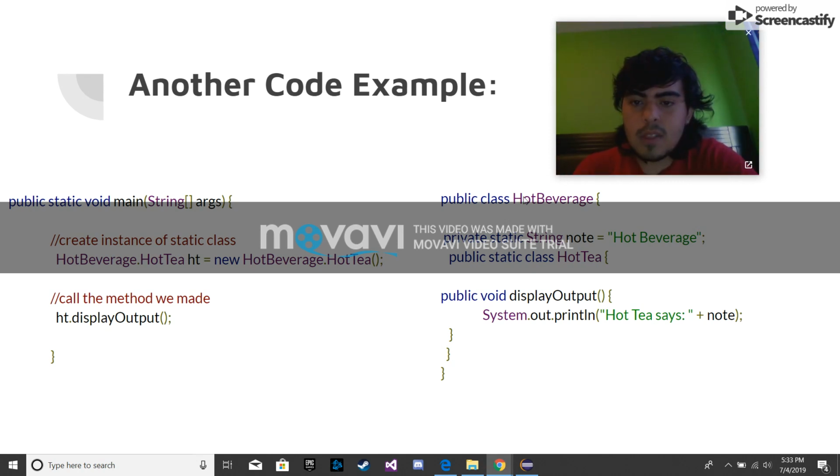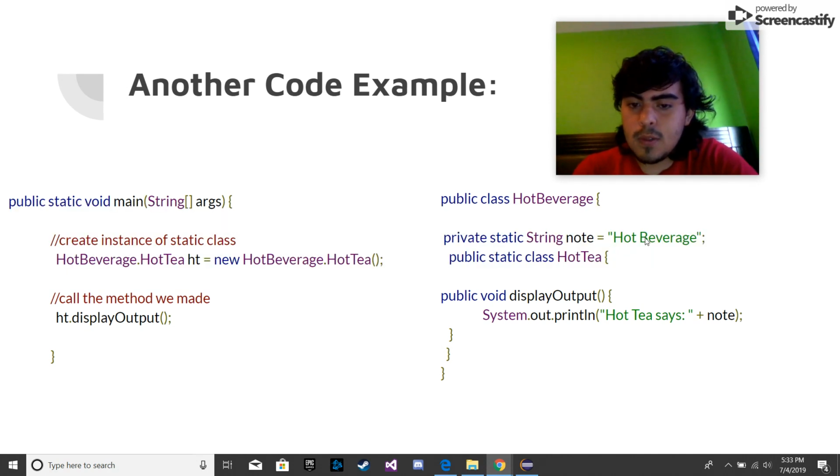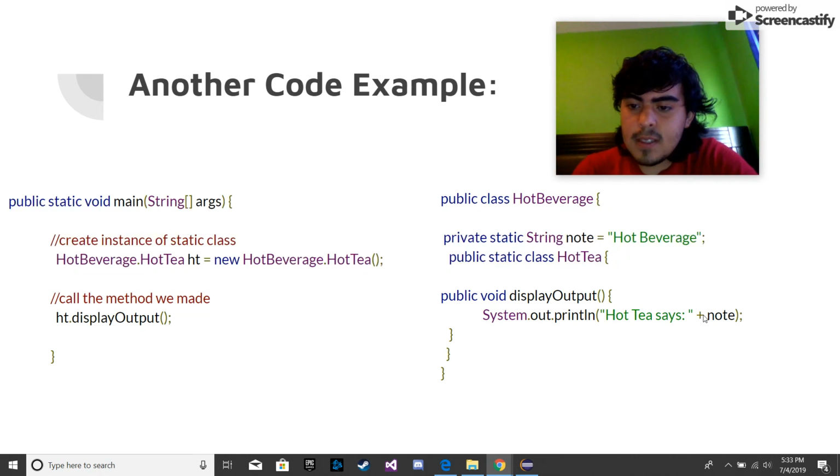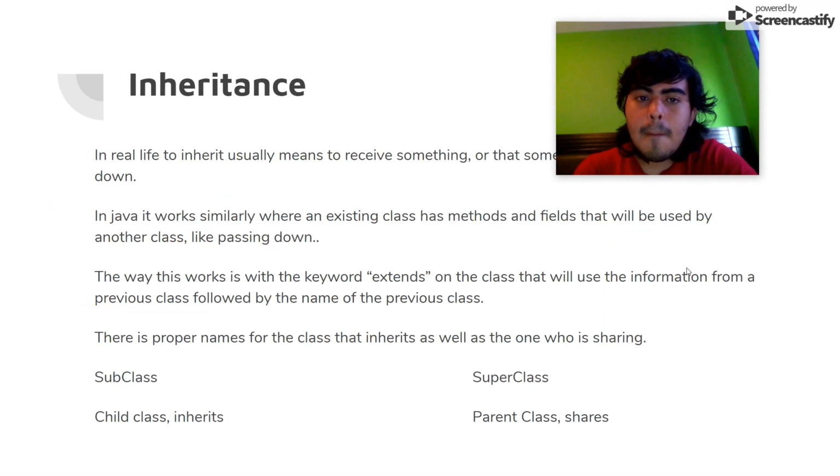So here we have the public class HotBeverage. You have the private static String note in HotBeverage that we'll be using a little bit. And the public static class HotTea, it's over here. Display, just gonna come up here. It's gonna first print out "HotTea says" plus note. What's the note? HotBeverage. So ht.display outputs it. It's helping us do all of these. Well, simply this part, and then this is called HotTea says HotBeverage.